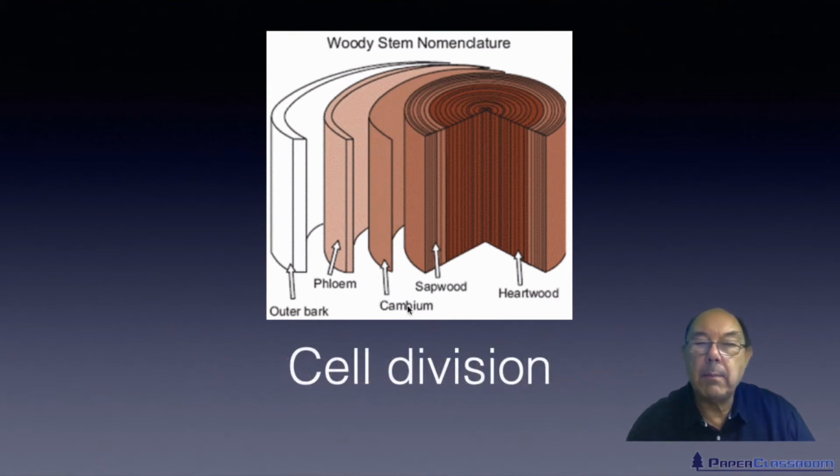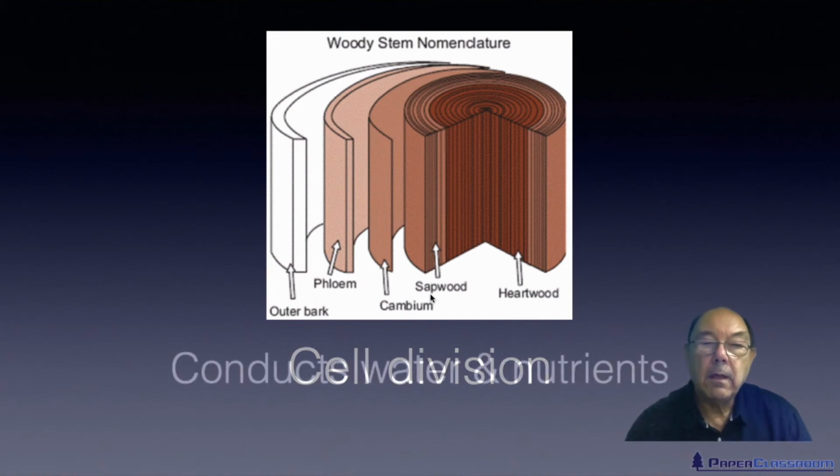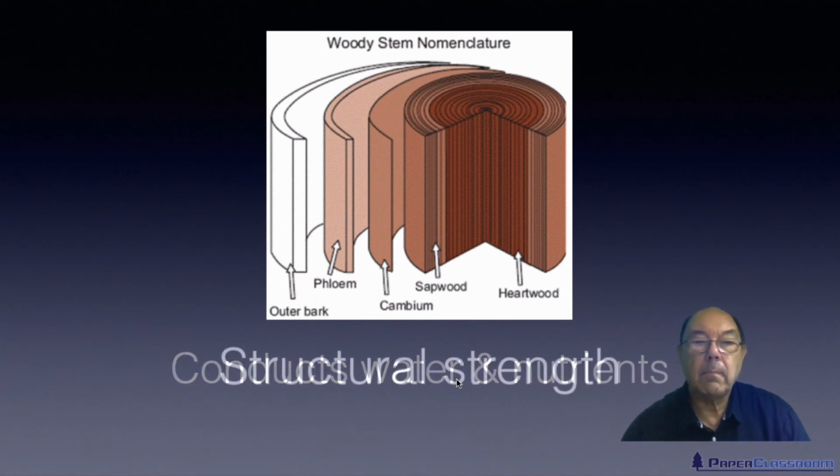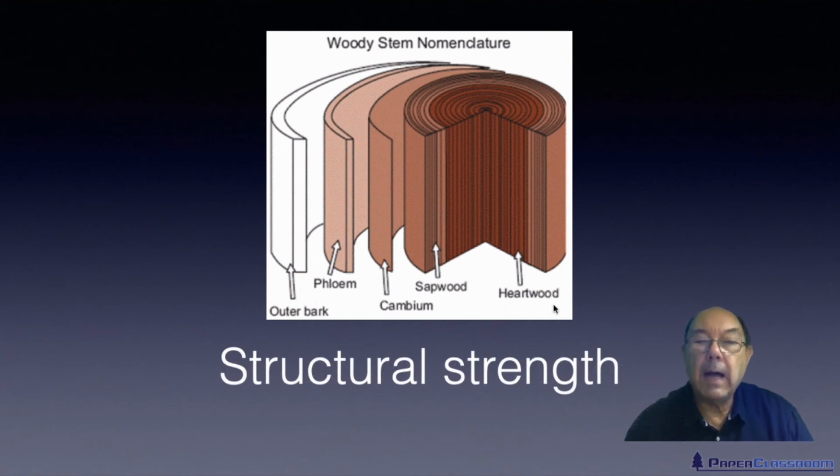This is the cambium. As I said a moment ago, this is where all the cell division takes place, and cells either move this way to become phloem and then bark, or they move this way to become sapwood, which will eventually become heartwood. So the purpose of the sapwood is to conduct water and nutrients up and down the trunk of the tree, and the heartwood is there to give it structural strength.